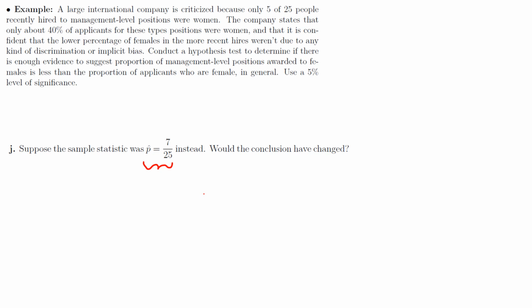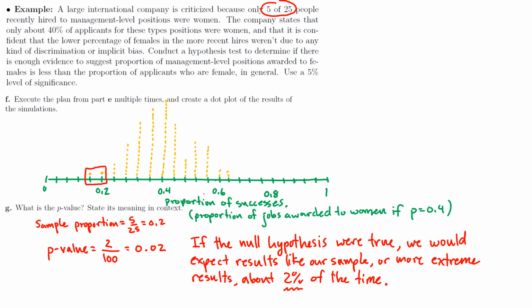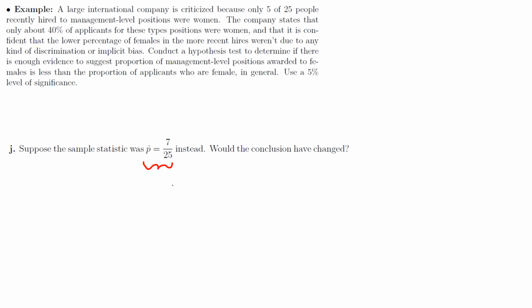And so what I want us to understand here, if I go back to this, and let's use a completely different color so we know that we're talking about something totally different here. Use purple. So 7 out of 25 is 0.28. So what if the sample statistic was 28% instead of 20%? Would that have changed what we concluded?